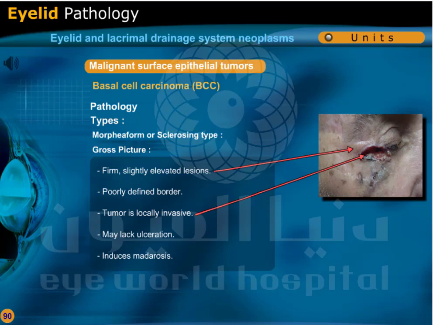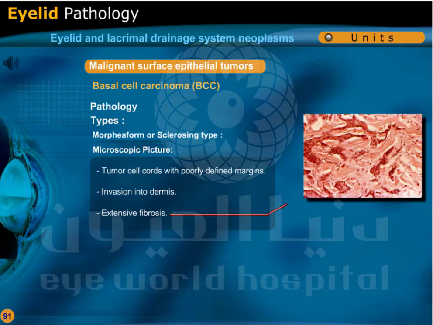The morphiform or sclerosing type. It appears as a firm, slightly elevated lesion with a poorly defined border. The tumor is locally invasive and may lack ulceration. Morphiform or sclerosing type of basal cell carcinoma also induces madarosis. Microscopically, there are tumor cell cords with poorly defined margins. Invasion into the dermis occurs and extensive fibrosis is present.